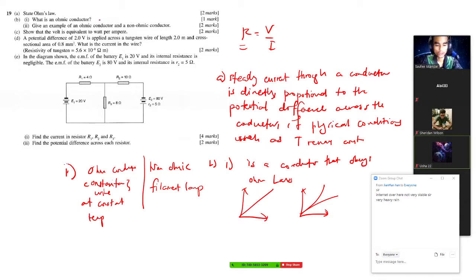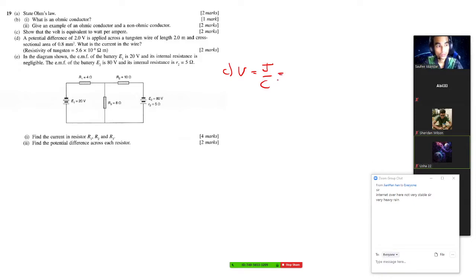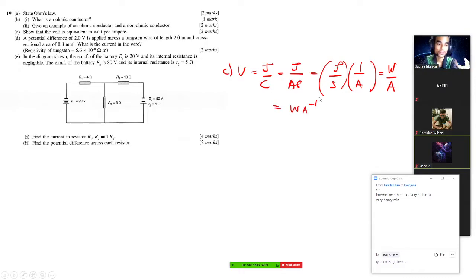C: show that the volt is equivalent to watt per ampere. This is a question about dimension. Dimension of watt per ampere. V equals J over C, joule over coulomb. C equals A times S. So it equals J over S times 1 over A, and this equals W over A. Watt per ampere is another method of writing the volt.